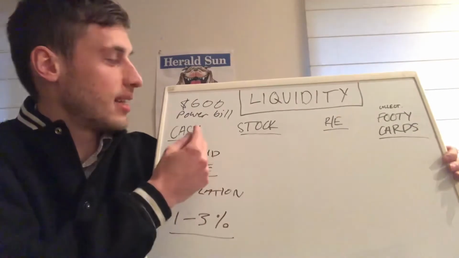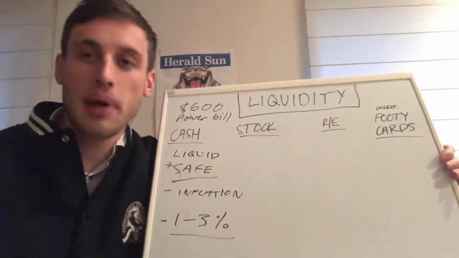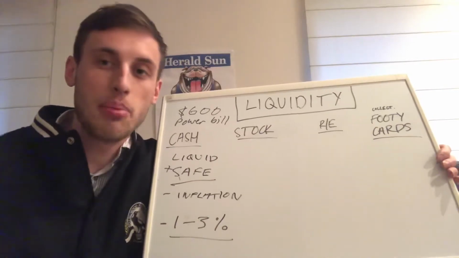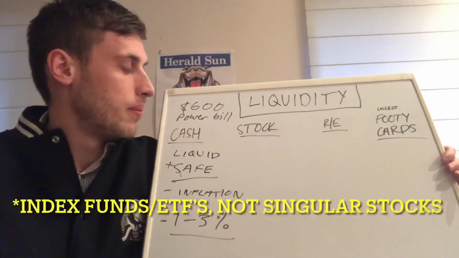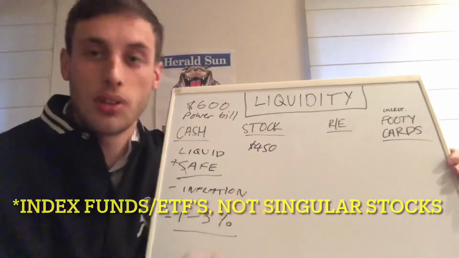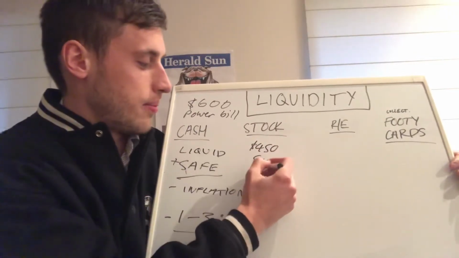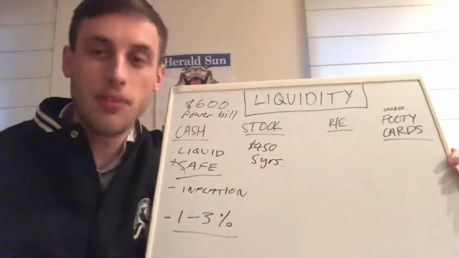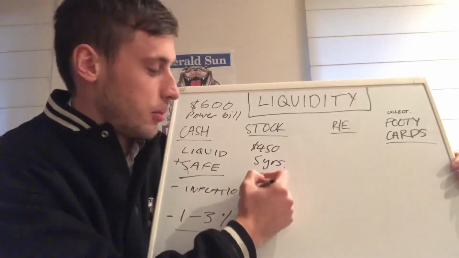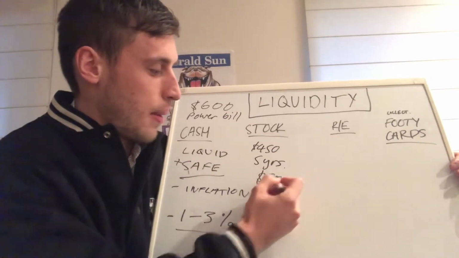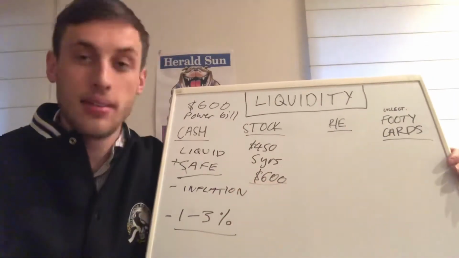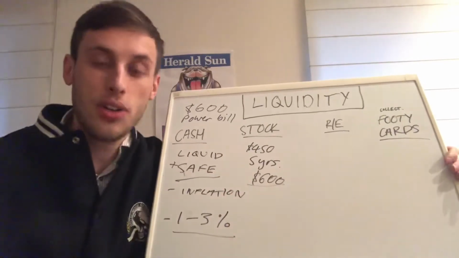Now, say this $600 power bill, and I don't want to pay it in cash. I've got some shares, some stock laying around, and I want to pay it in stock. Well, let's just say you bought this stock for $450 5 years ago. So you've been holding it for 5 years and now it's worth $600. And you go, well, I'm just going to sell it for that $600 and then pay for the power bill with it. And you can do that.